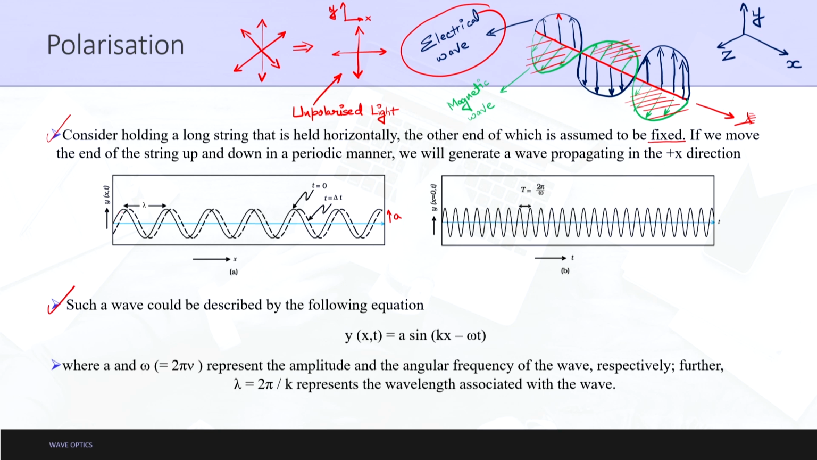Wavelength is nothing but the distance between two crests or two troughs. If I take a distance from here to here, then this is known as wavelength. Similarly, if I take the distance from this to this, it is also known as wavelength. The wavelength concept is also explained in this figure here. Okay, so wavelength is nothing but 2 pi by k. So k is a quantity which represents the wavelength associated with the wave.